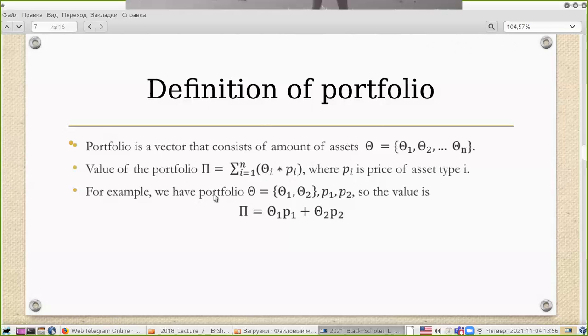For example, if we have a portfolio of only 2 papers, the value of this portfolio equals the amount of the first stock multiplied by its price, plus the amount of the second multiplied by its price. So it's amount multiplied by price, amount multiplied by price, and the sum of these products.